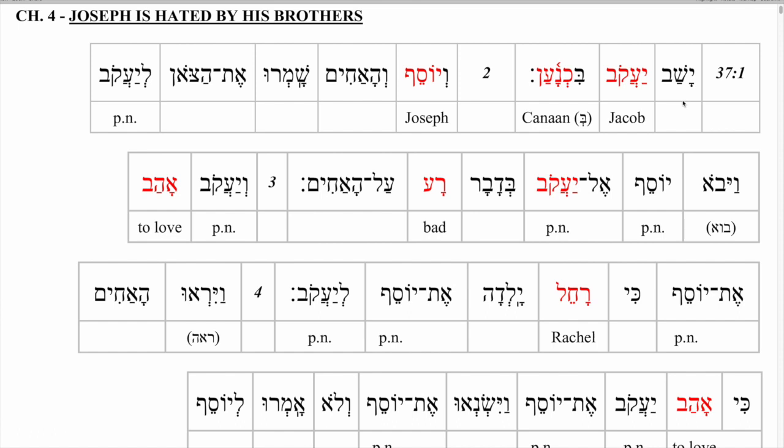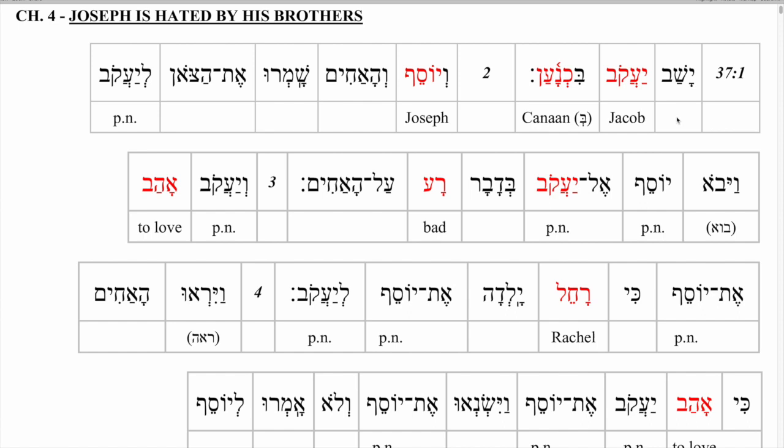Remember, we have verbs and then subjects in Hebrew. So our verb comes first. To sit, Jacob, in Canaan. Yashav has no beginning, and nothing's been added to the front, and then nothing's been added to the end. So it's Jacob sat in Canaan.